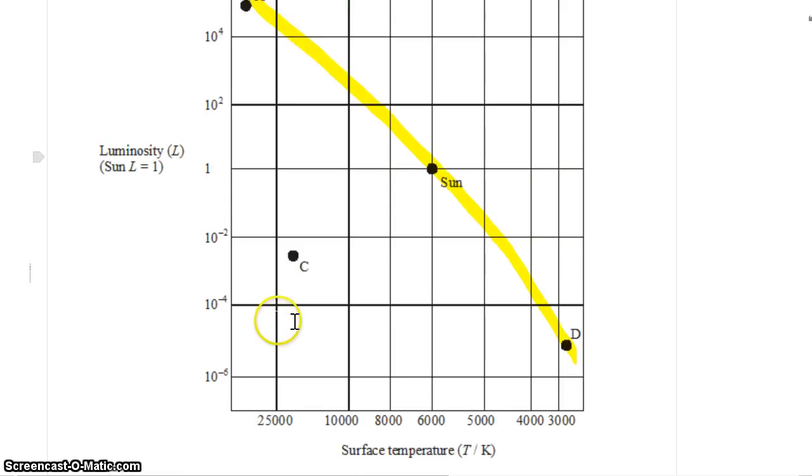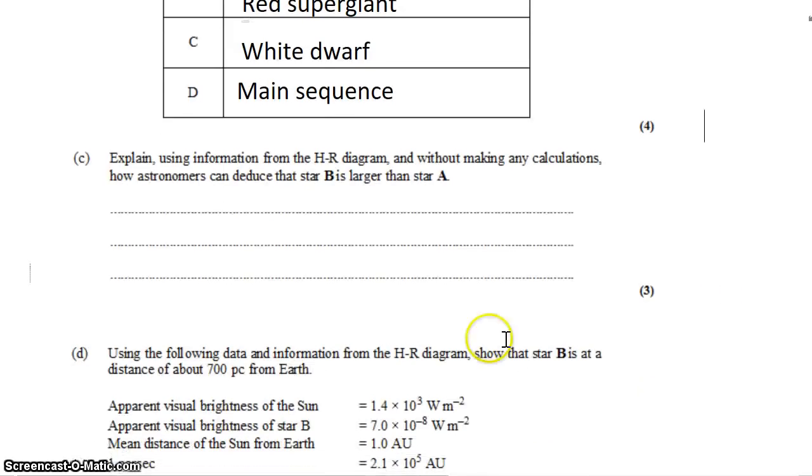And so it's emitting more power, but using lower energy photons. So it must be emitting many, many more photons. And to emit that many more photons, it must have a larger surface area for those photons to come from. So let's see if we can put that in.